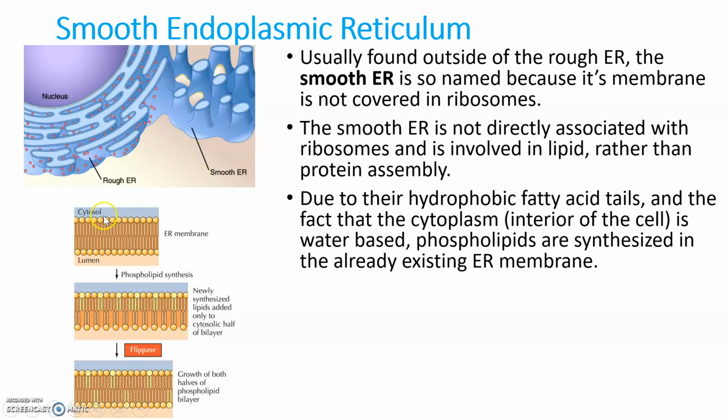We just continue to add them to the membrane, and the membrane gets bigger, and then the smooth ER can kind of bud off into a vesicle and send those vesicles to other parts of the cell that need more membrane.